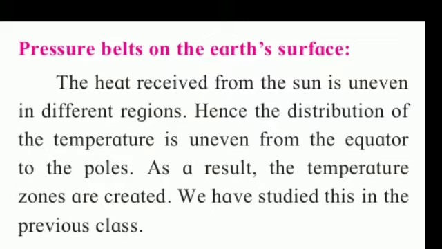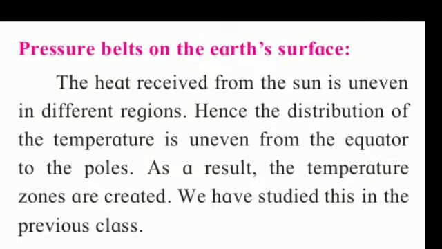The heat received from the sun is uneven in different regions. Hence, the distribution of temperature is uneven from the equator to the poles. As a result, temperature zones are created. We have studied this in the previous class also. Students, in the previous class we learned that as we move higher and higher from the earth's surface, when the temperature is high, the pressure becomes low.